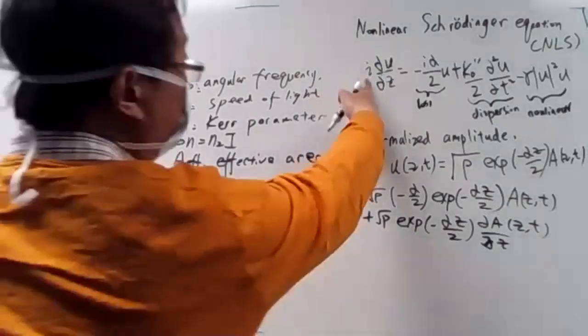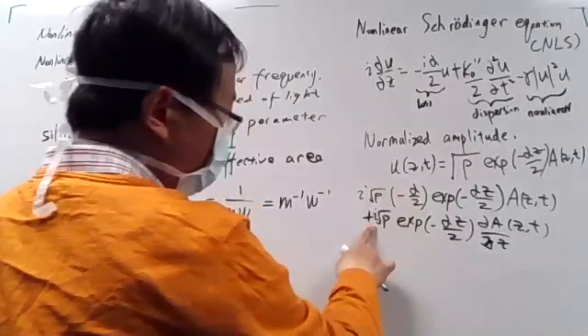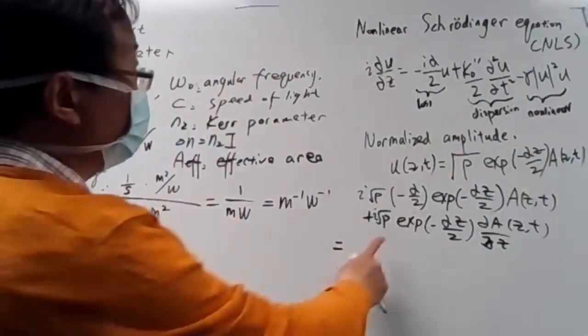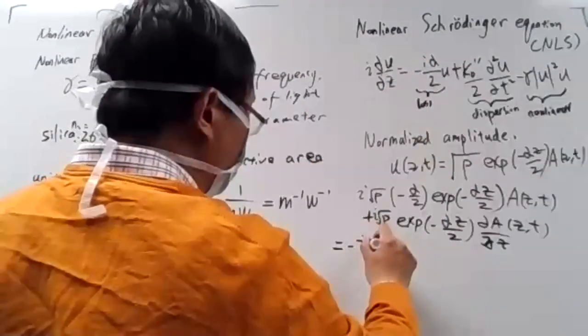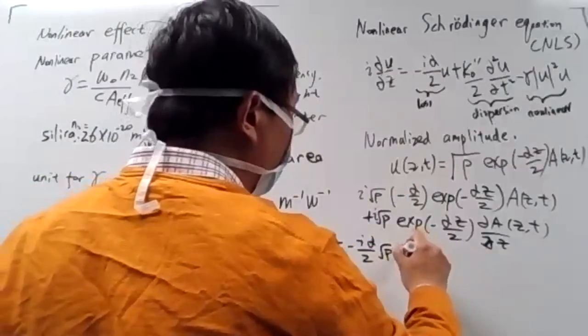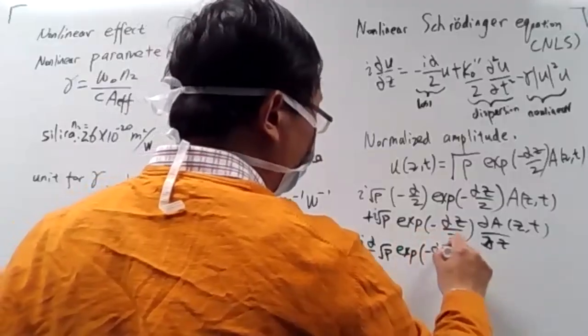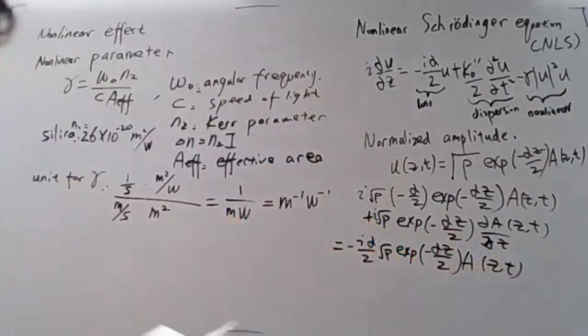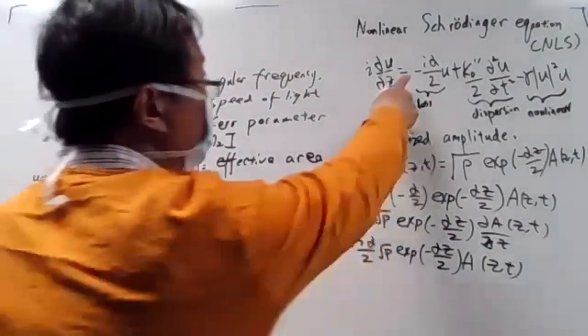Oh, I missed an I. There's an I term. So there is an I here. Okay, so this is the left-hand side. Right-hand side will just simply be negative I alpha over 2 times U. What is U? Square root of P exponential negative alpha Z over 2 A ZT. Okay, so that's the first term.